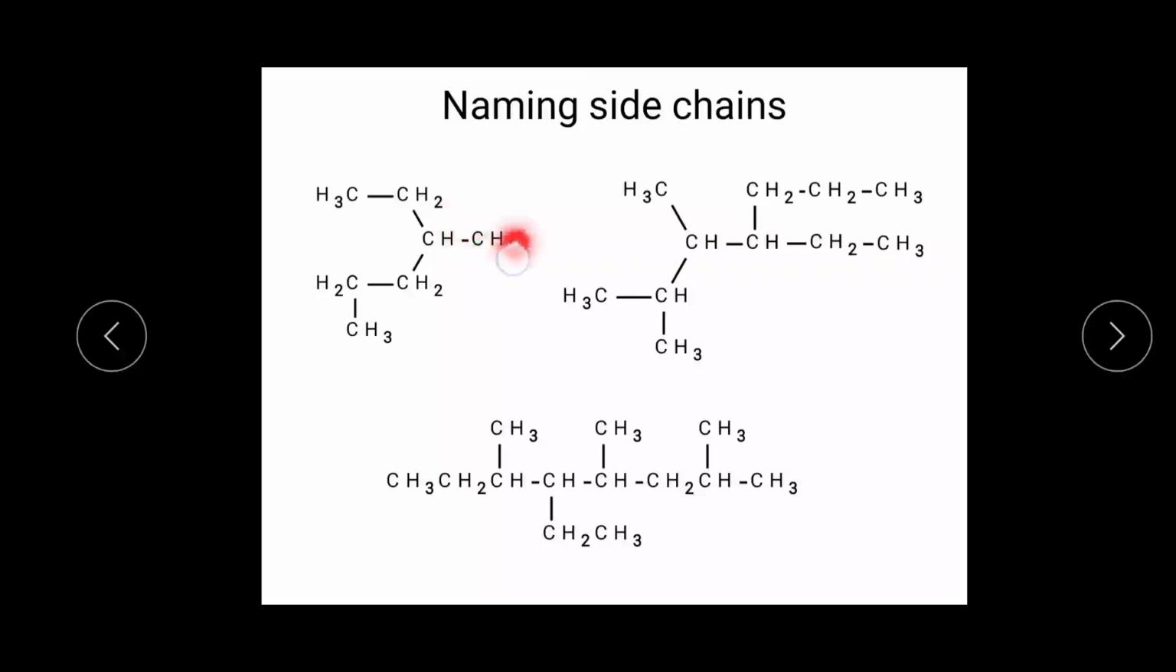Then we have also one side chain. This is a methyl attached on the third carbon. And this structure is named 3-methyl hexane.